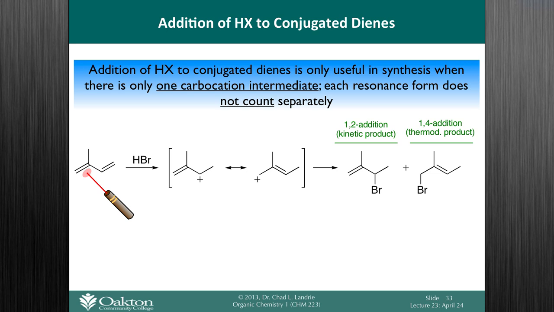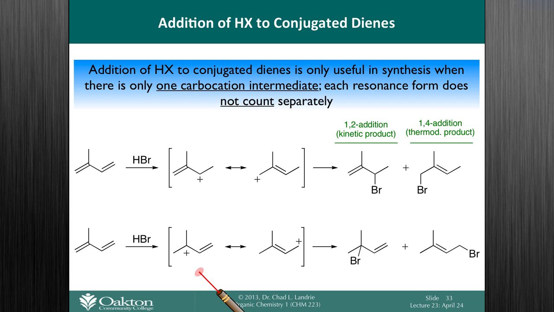It would get protonated at the least substituted carbon to give me the most substituted carbocation, which has two resonance structures of its own, each of these leading to 1-2 and 1-4 addition products. What that means, then, is if we added HBr to this conjugated diene, under kinetic control, I'd get two products. There's two 1-2 addition products. Under thermodynamic control, there are two 1-4 addition products. In other words, this reaction would not be very useful because I get a mixture.